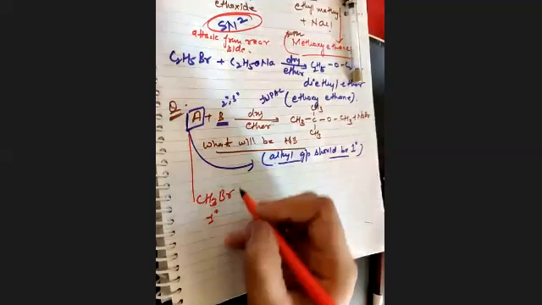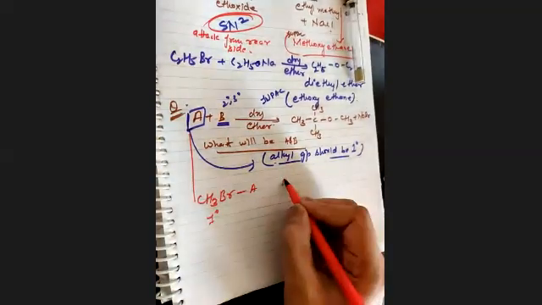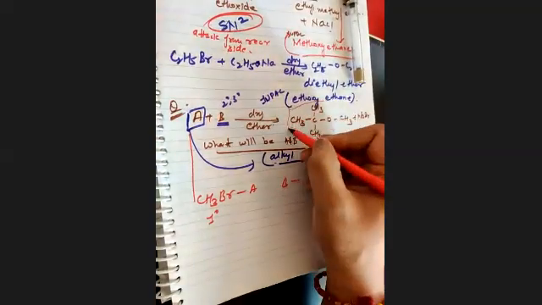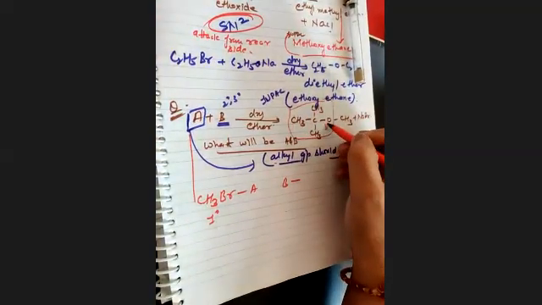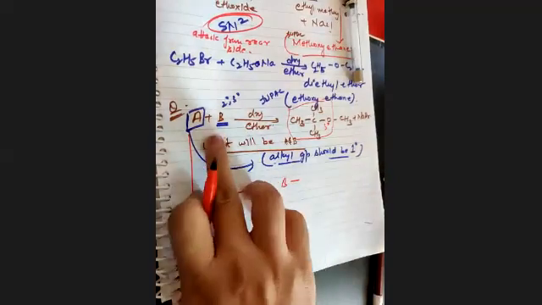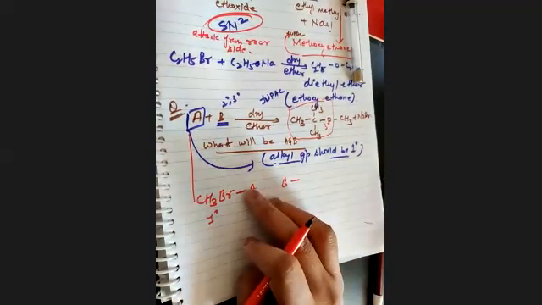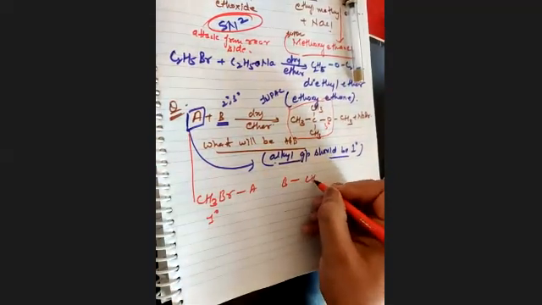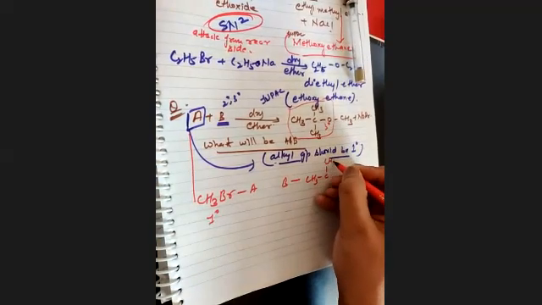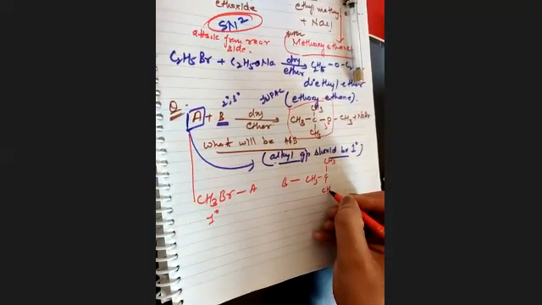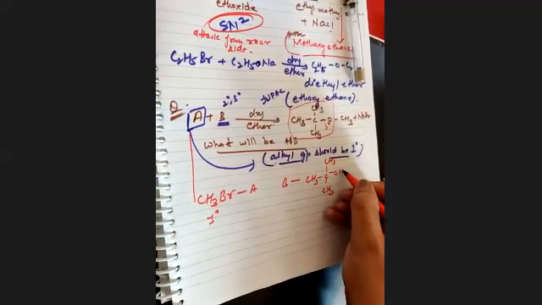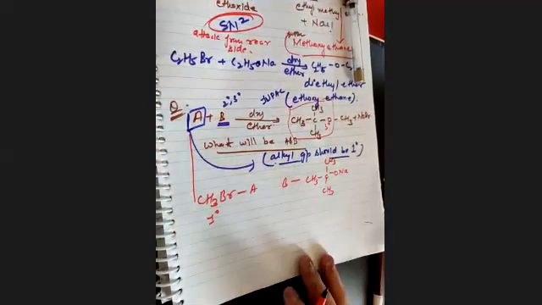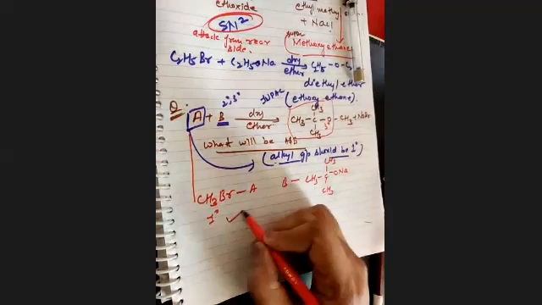Now we'll talk about, this is A. Now we'll talk about B. So since we have a tertiary compound on our product side, what will we do? We will make our B tertiary. How will we do it? CH3CH3ONa. Clear? This is the most acceptable answer.